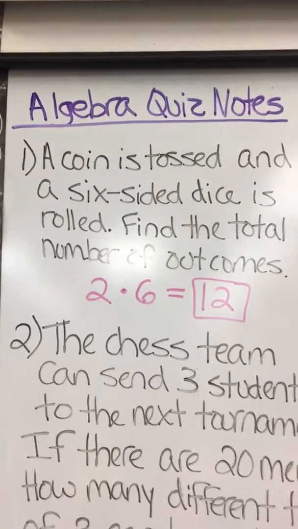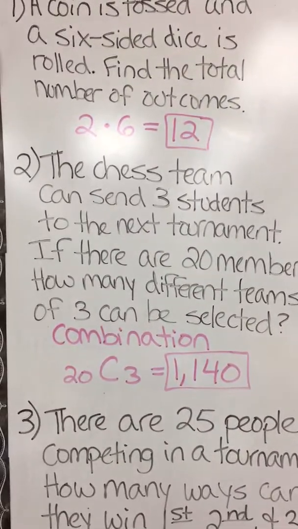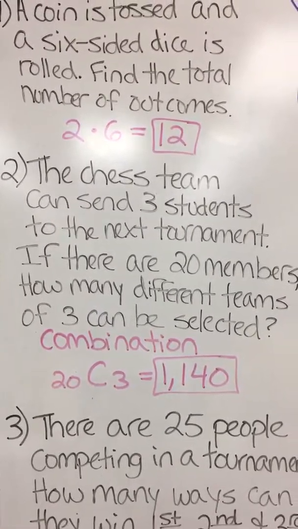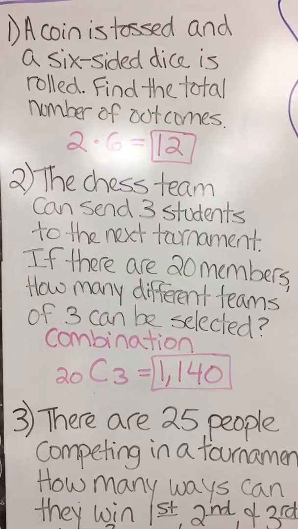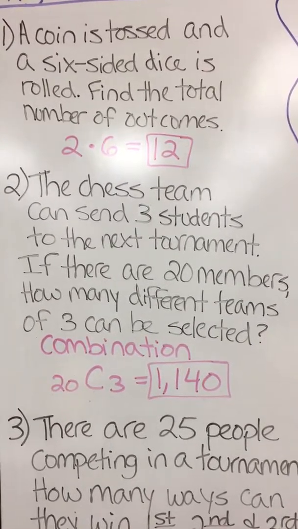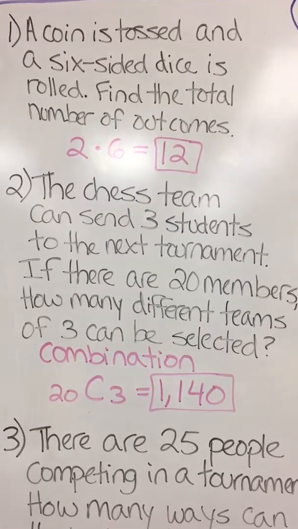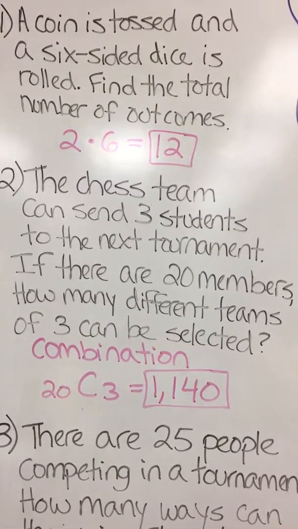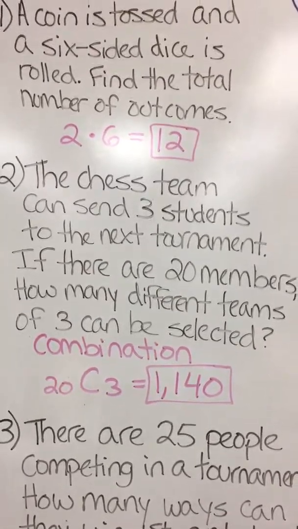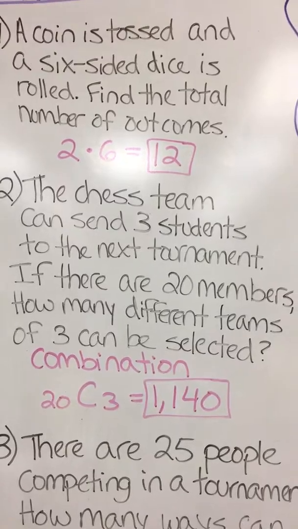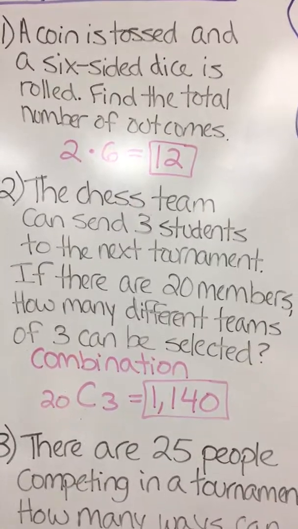So that's number one. Number two, the chess team, which I don't even think we have here, can send 3 students to the next tournament. If there are 20 members, how many different teams of 3 can be selected? So for this one, order does not matter, so this is a combination. What you're going to do is first write your total number first, followed by that C, and then we're looking at different teams of 3. So 3 will come last.